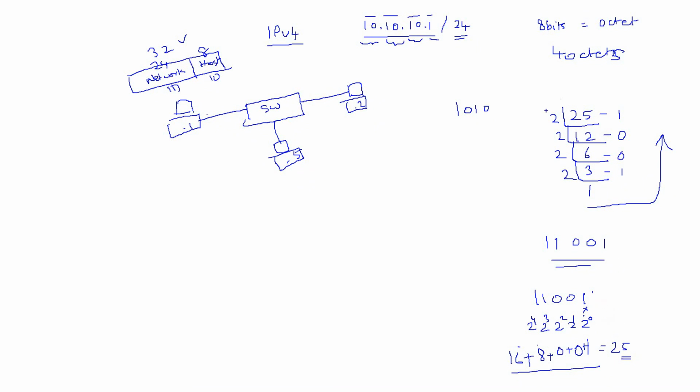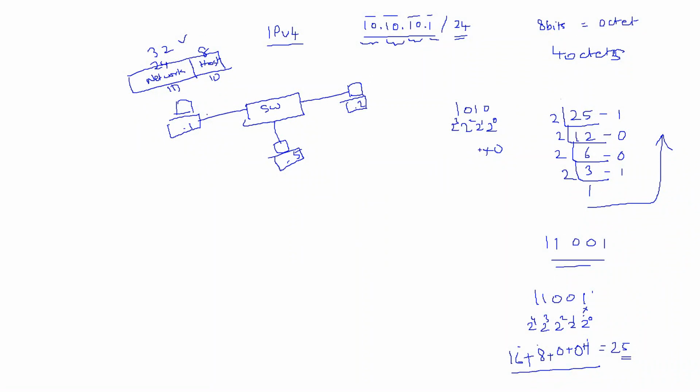But overall, the point was to show you how to write the given IP address 10.10.10.1 in binary. Now, the binary of 10 is 1010. If you want, you can convert it to see that. 2 power 0, 2 power 1, 2 power 2, 2 power 3. So 2 power 0 into 0, anything multiplied by 0 is 0.